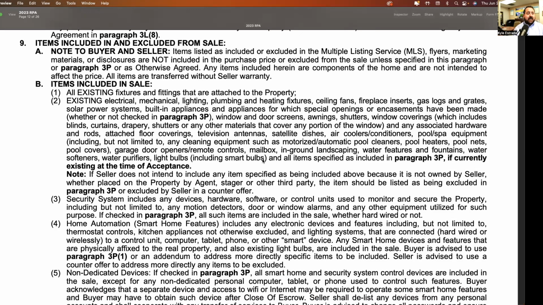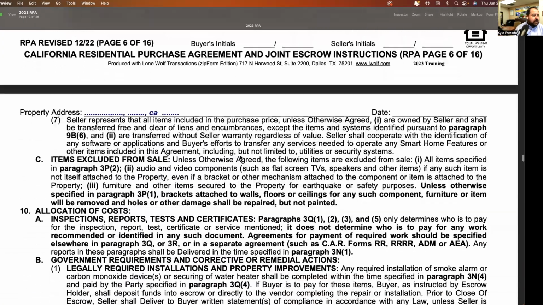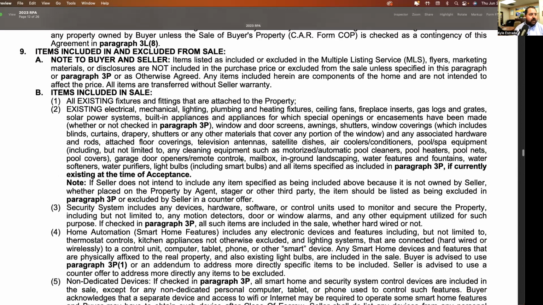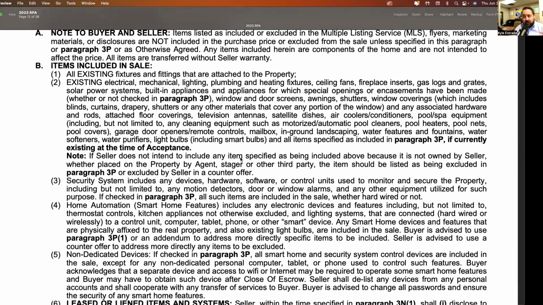Items included in sale. Now, this is going to talk about the stuff that is defaulted included in the sale. And I think we'll have enough time to get, well, maybe not all the way through, but we're going to try. We're getting close. I think probably next week is going to be our last class on the RPA. All existing fixtures and fittings that are attached to the property.